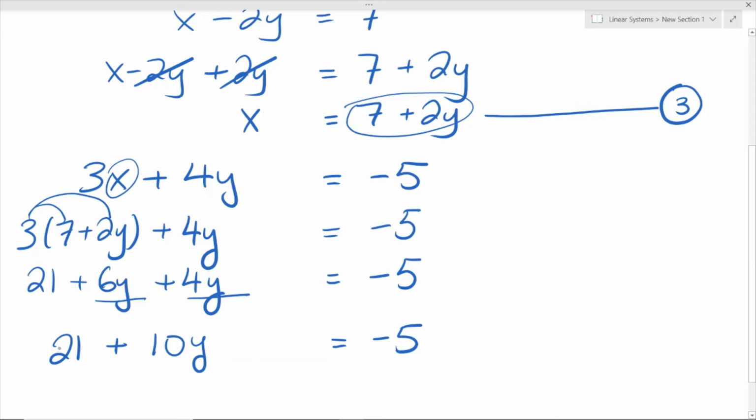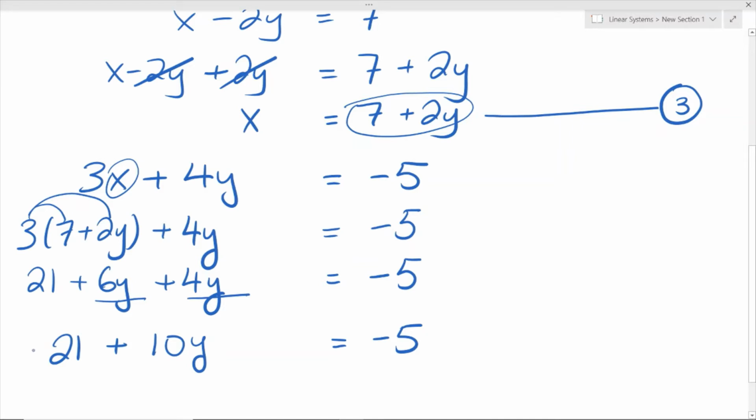And then we can see here we have 21 plus 10y, and we want to solve for y, right? We want to isolate y, and we have 21 and the 10 here, and we want to get rid of them so we can leave y alone on its own side. So first we have to get rid of the 21 because we have two separate terms, so it's better to get rid of the 21 first.